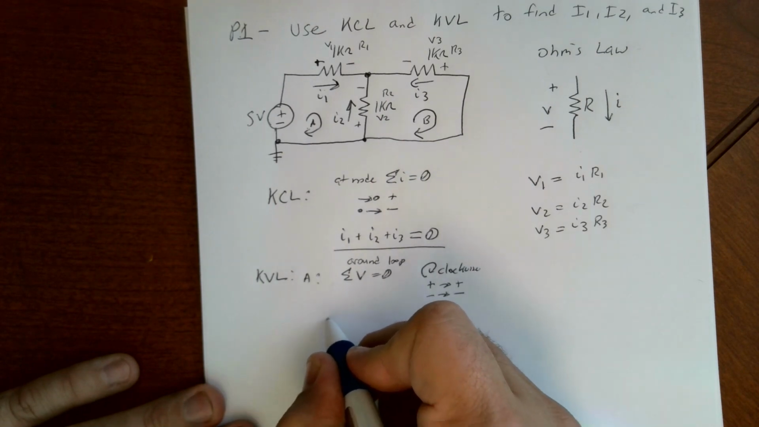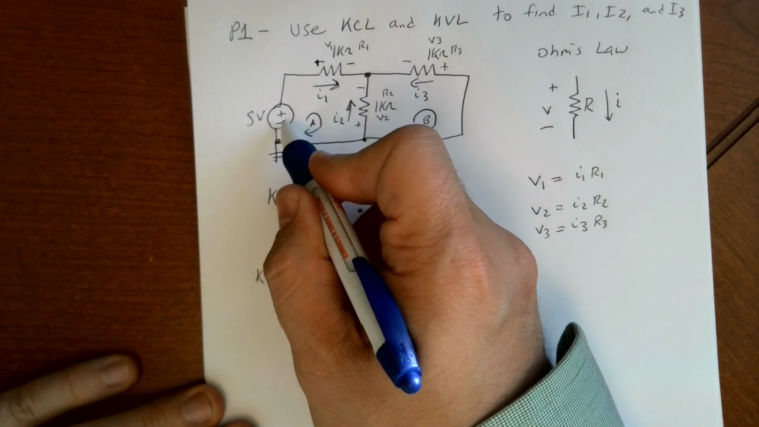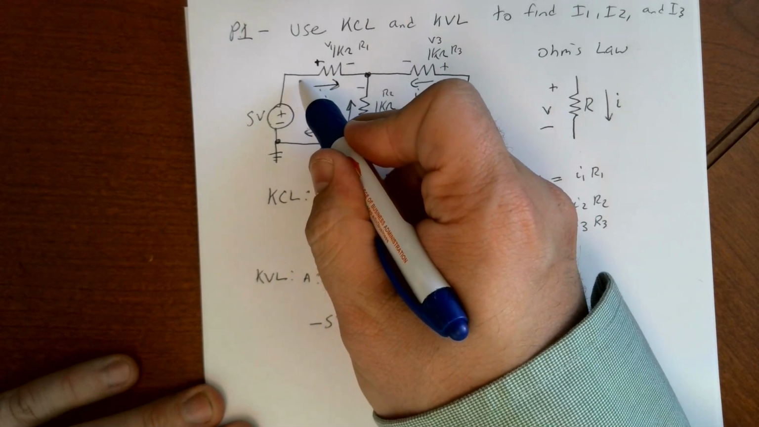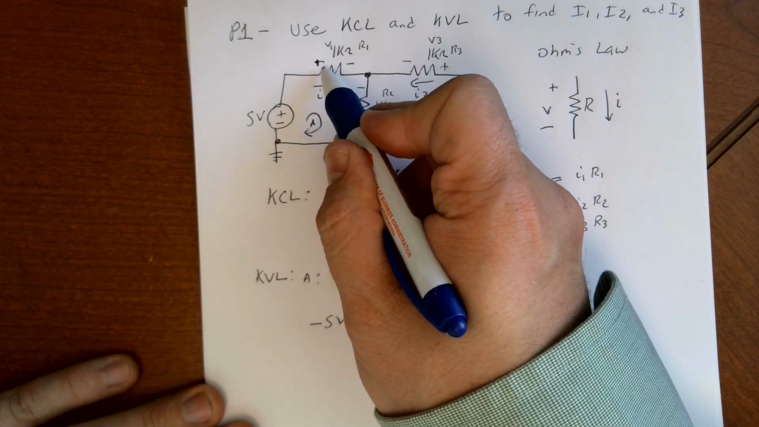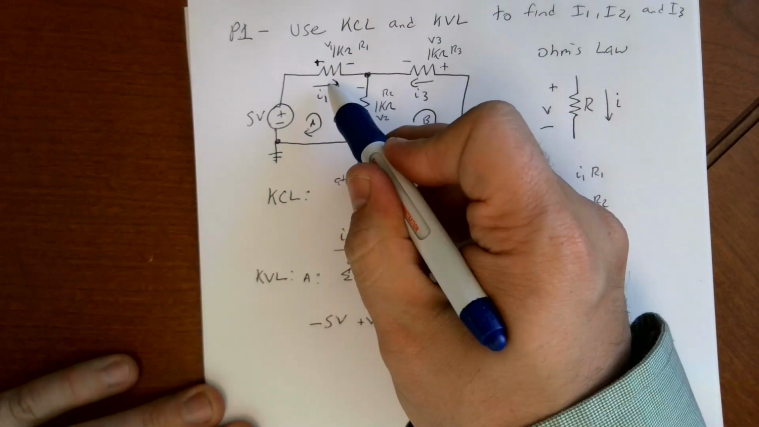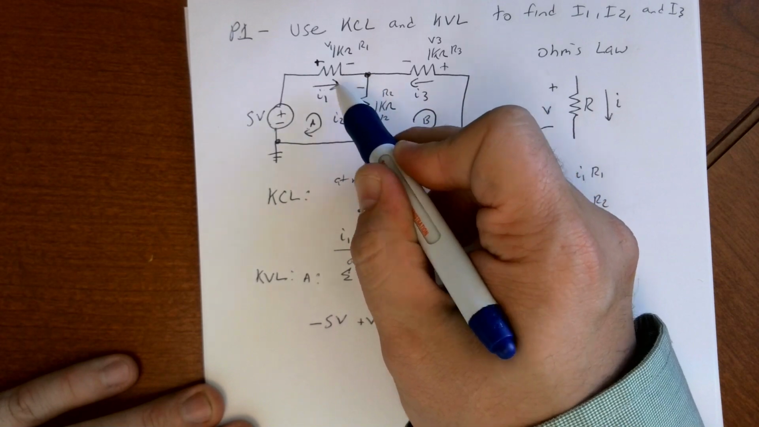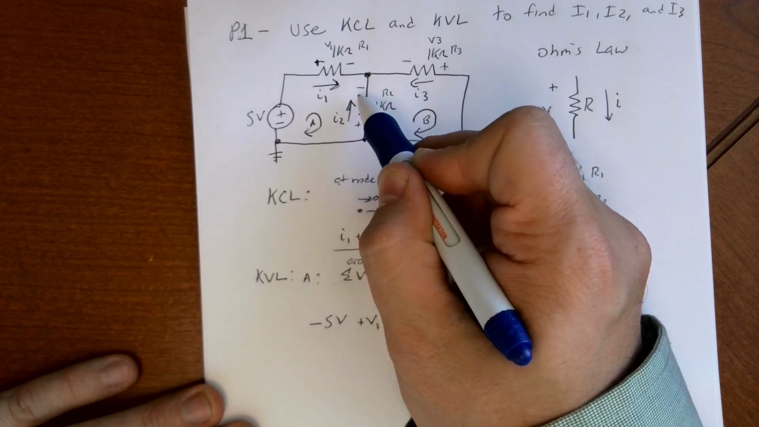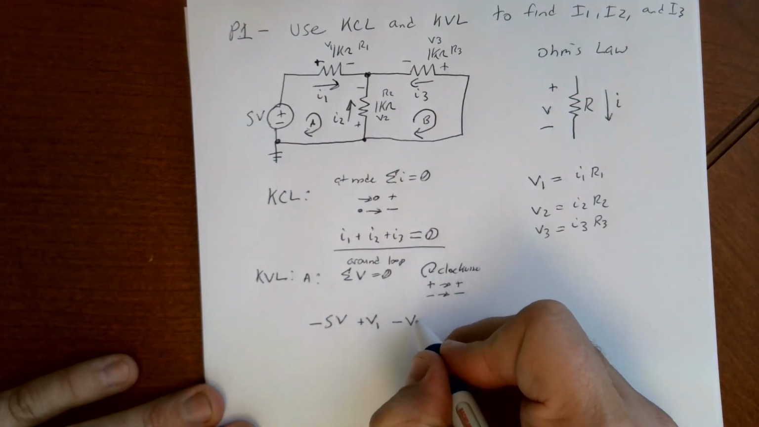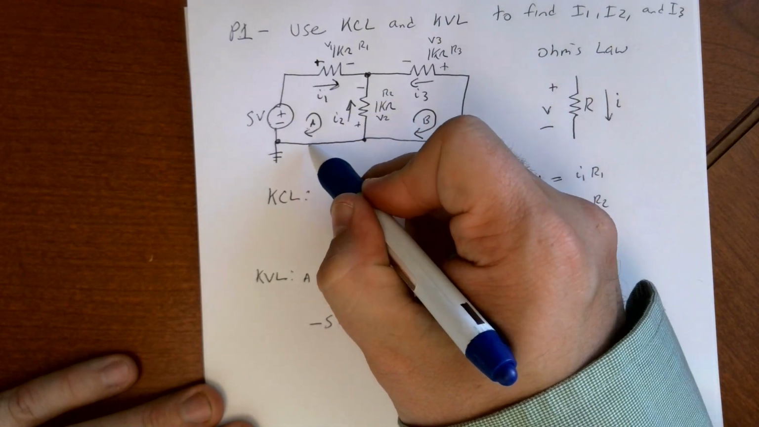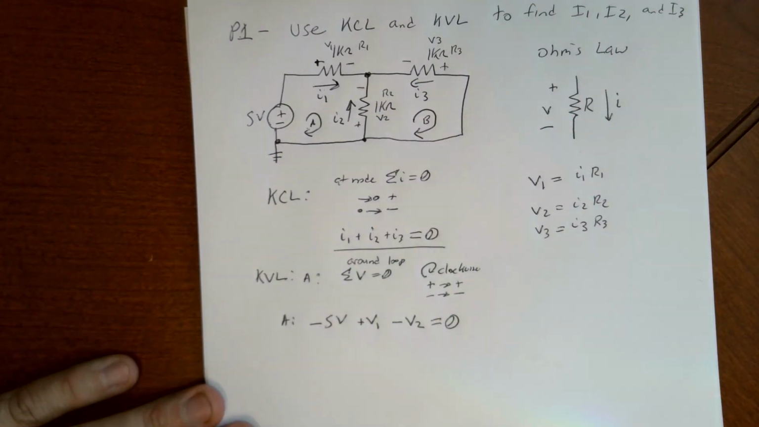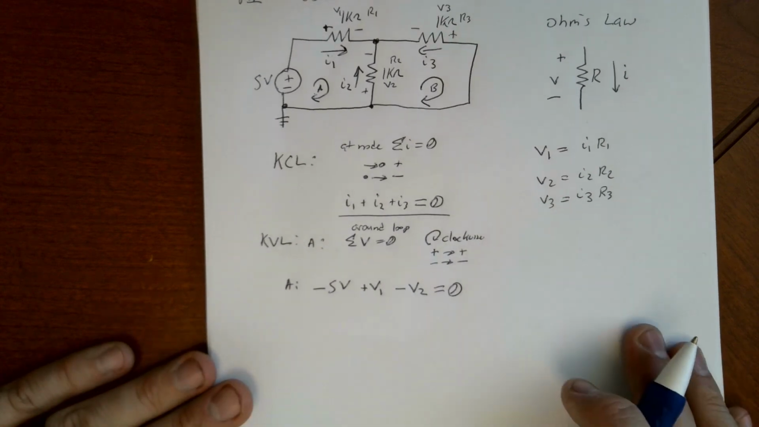If we go around, the first thing we hit is negative 5 volts. So I can go negative 5 volts. Then I go up here, and I hit positive, and this is V1. So plus V1. Now the current comes around this loop, going around the loop here. We now hit negative V2, right? Hit the negative sign first. And then we come back to where we started, so that's equal to 0. So that's for A.